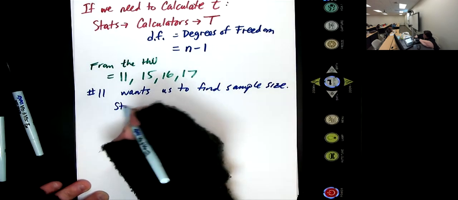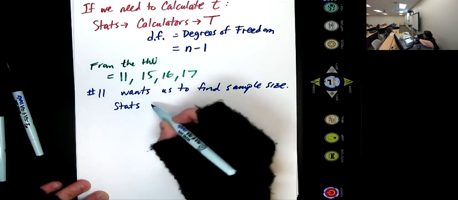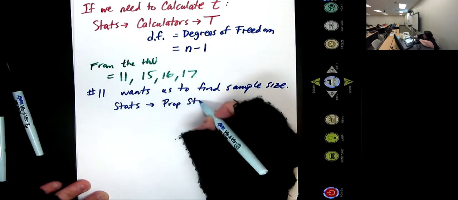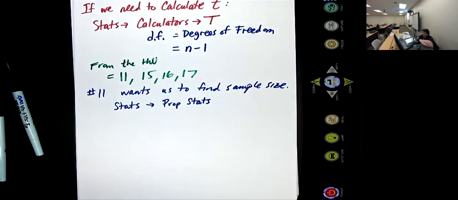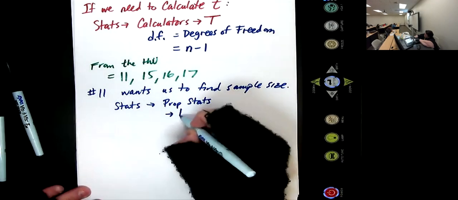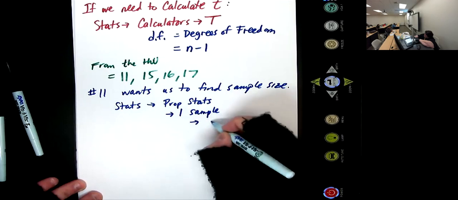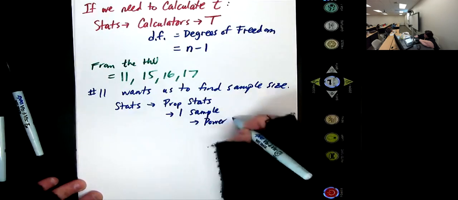This is where some of the other options under proportion stats come in handy. We're still going to do one sample. And now we're going to choose power width sample size.